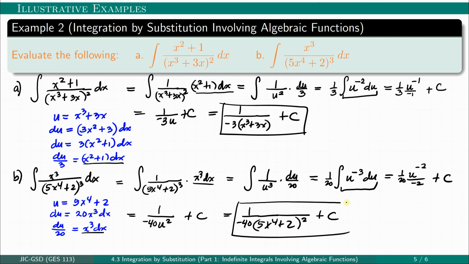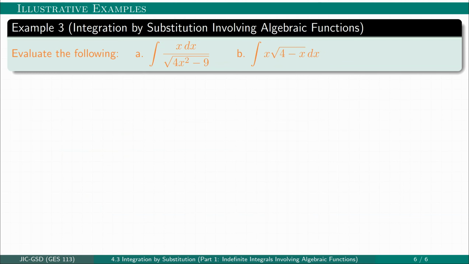Let's consider our third example, wherein we have radicals involved in our quotients or products. For the first case, we have the integral of x dx divided by the square root of 4x^2 minus 9. Take note here that we have x dx. If we let 4x^2 minus 9 be our u, the derivative of that will be the first power of x. So that is what we need here.